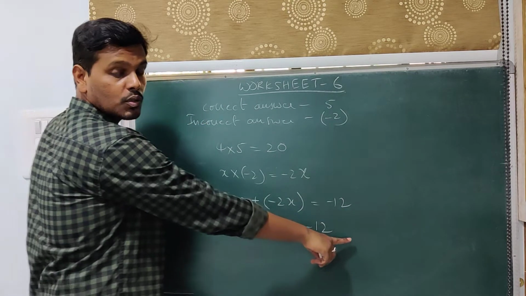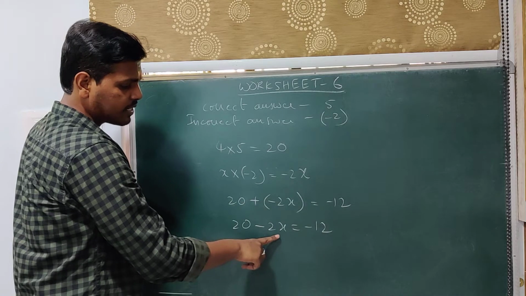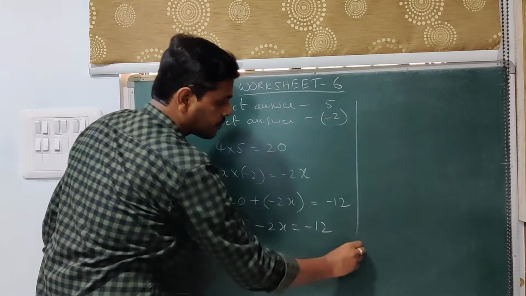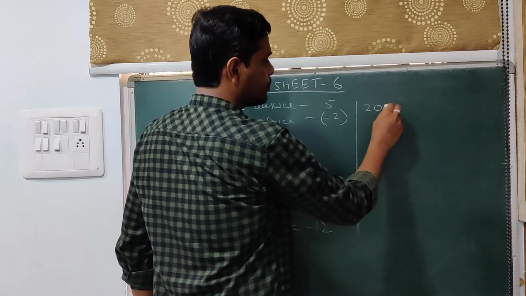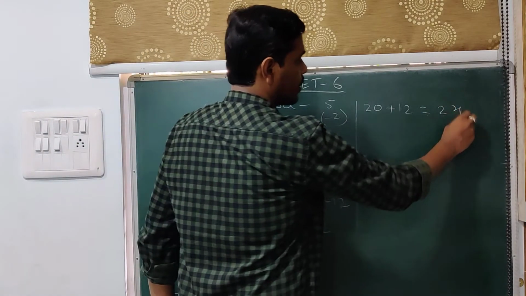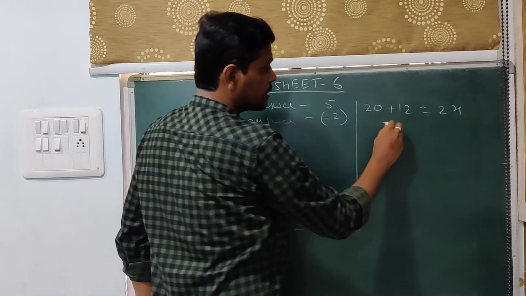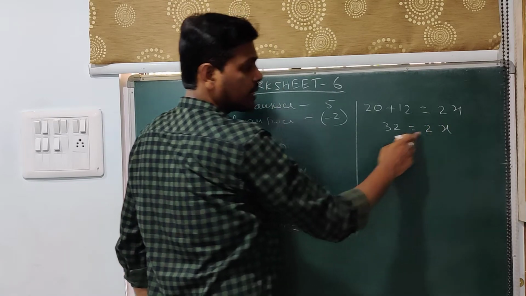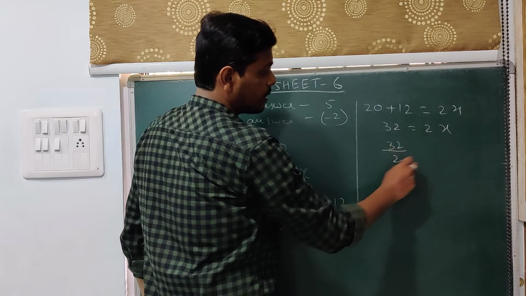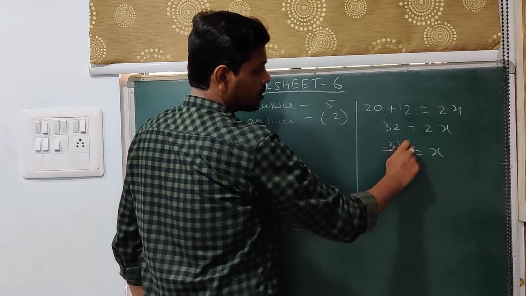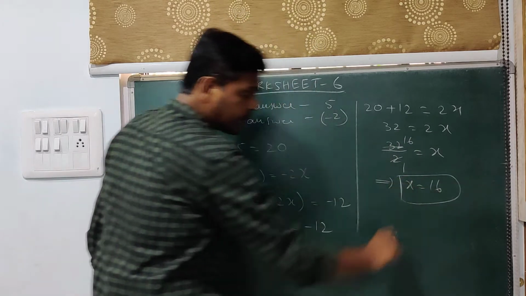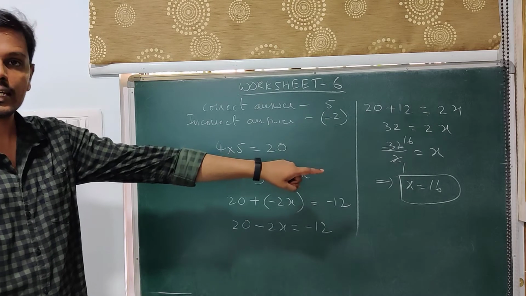Now transpose minus 2x onto the right hand side and bring this minus 12 onto the left hand side. So minus 12 becomes plus 12, and minus 2x becomes plus 2x. 20 plus 12 is 32. 32 is equal to 2x. Bring this 2 to the left hand side. Multiplicative quantity becomes a division quantity. So 32 by 2 is equal to x. 32 by 2 is 16. So this implies x is equal to 16, which means that she has written 16 incorrect answers.